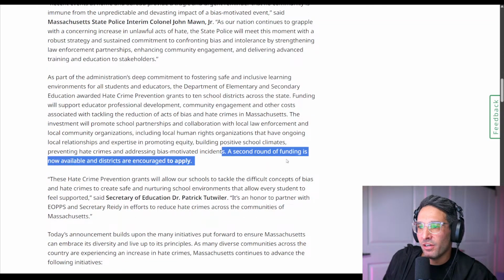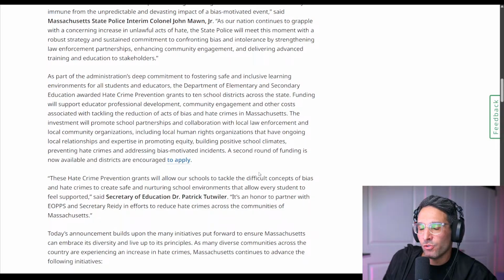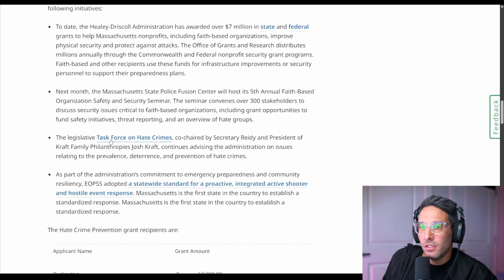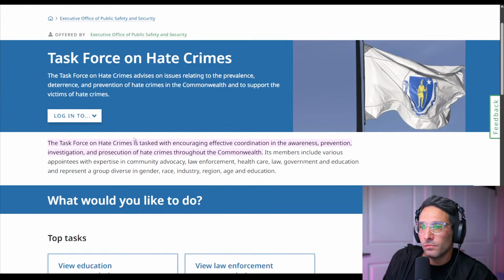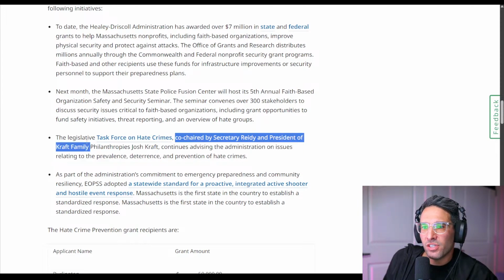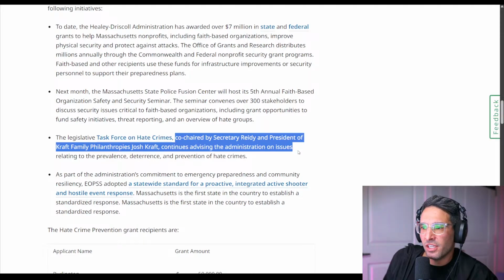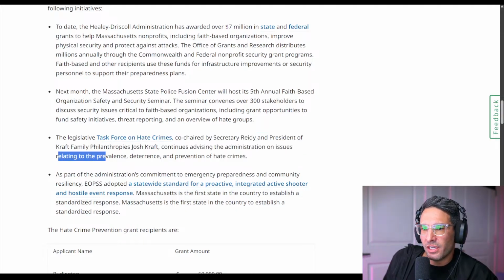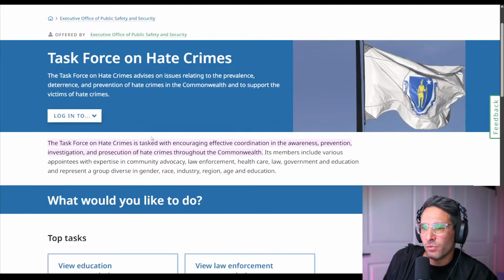Here we go. A second round of funding is now available to districts and encouraged to apply. Task Force on Hate Crimes, Secretary Reedy. What's this? The Legislative Task Force on Hate Crimes, co-chaired by Secretary Reedy and President of Kraft Family Philanthropies, Josh Kraft, continued advising the administration on issues relating to the prevalence, deterrence, and prevention of hate crimes.